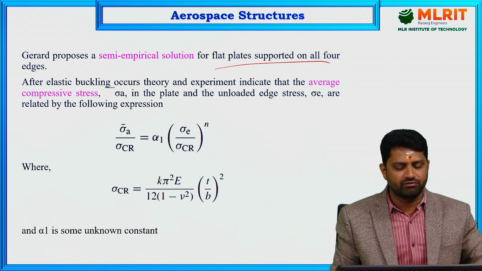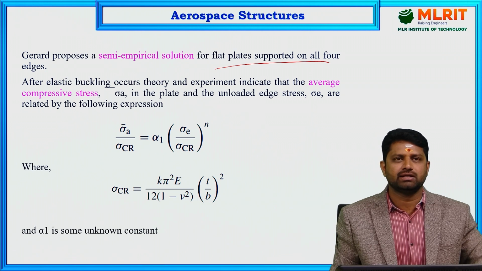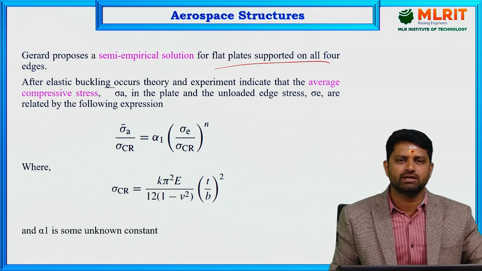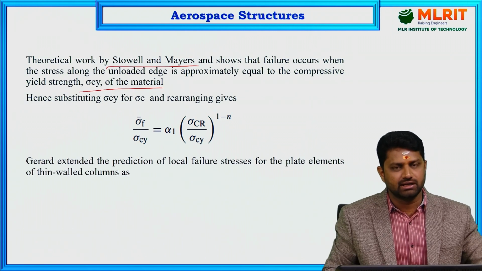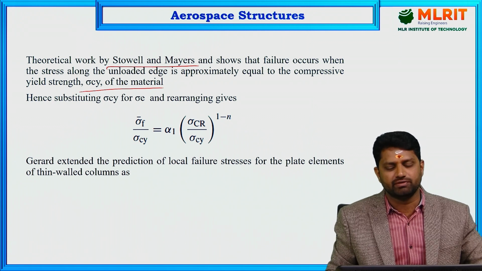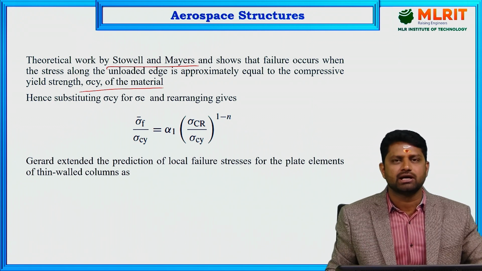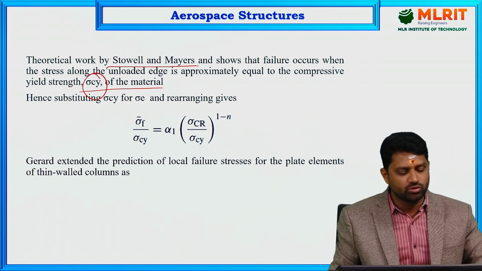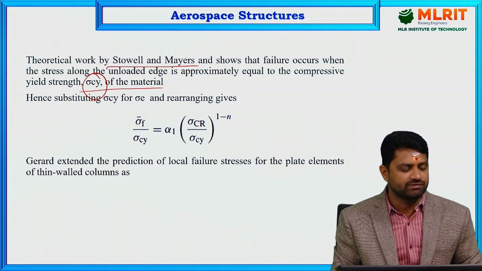is supported on all four edges, and he considered the average compressive stress sigma A dash, and then he considered the unloaded edge stress, that is sigma E, and he gave the relationship between these two by making use of the critical stress. Now in this, Stowell and Mayers assumed that the failure will occur when the stress along the unloaded edge is approximately equal to the compressive yield stress of the material, which is sigma Cy.